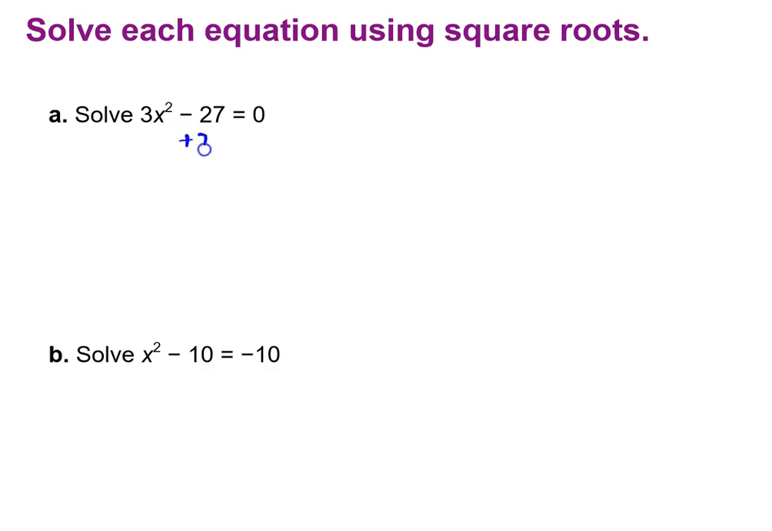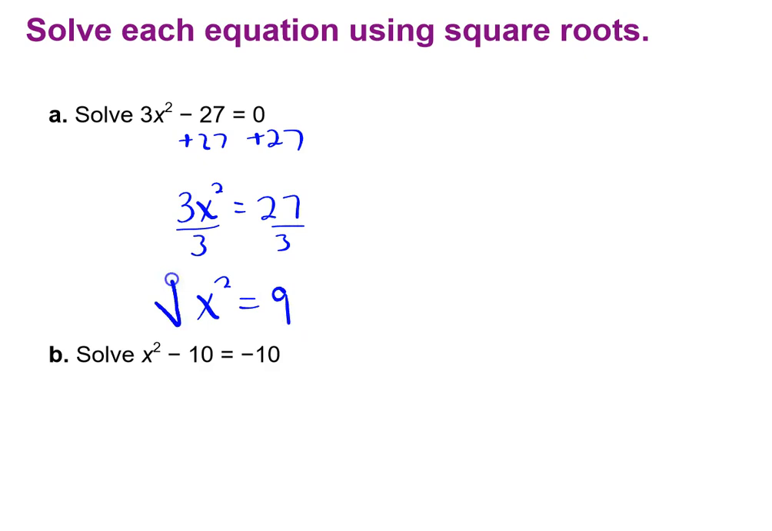So let's start by adding 27 to both sides. And we get 3x squared equals 27. We can divide by 3, and we get x squared equals 9. That's much nicer. Now we can take the square root of both sides. Don't forget we get 2 answers, so x is equal to 3 and negative 3. Or we can write it plus or minus 3.